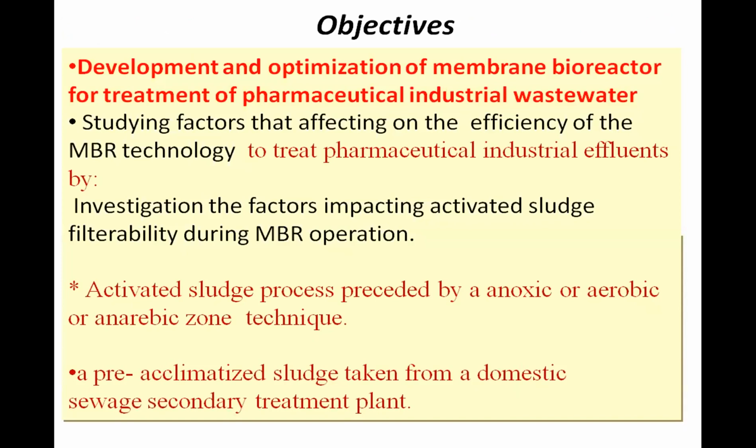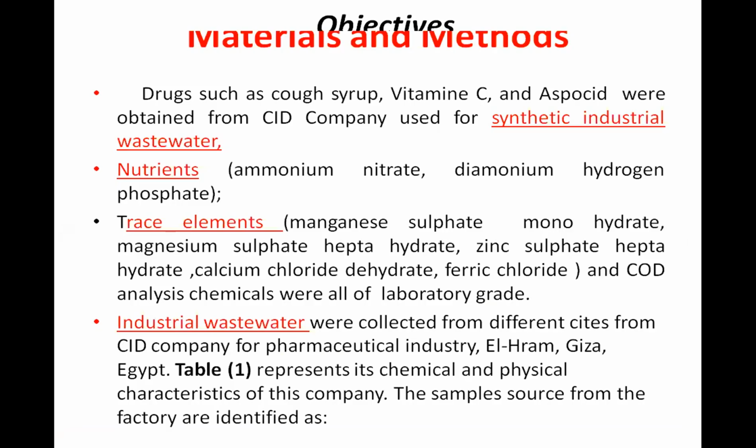Our goal is the development and optimization of membrane bioreactor for treatment of pharmaceutical industrial wastewater. To achieve this objective, we studied factors affecting the efficiency of the membrane bioreactor for treatment of industrial effluent. We investigated the factors affecting the activated sludge process during the MBR. The activated sludge process is preceded by an anoxic, aerobic or anaerobic zone. To enhance the activated sludge process, we must use acclimatized bacteria from the industrial sector.